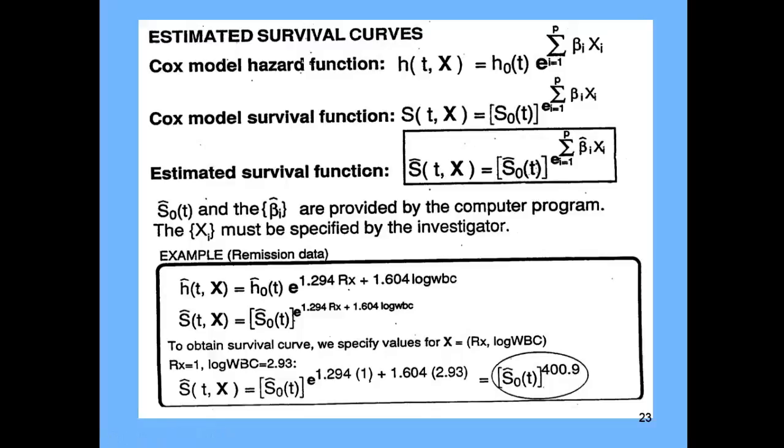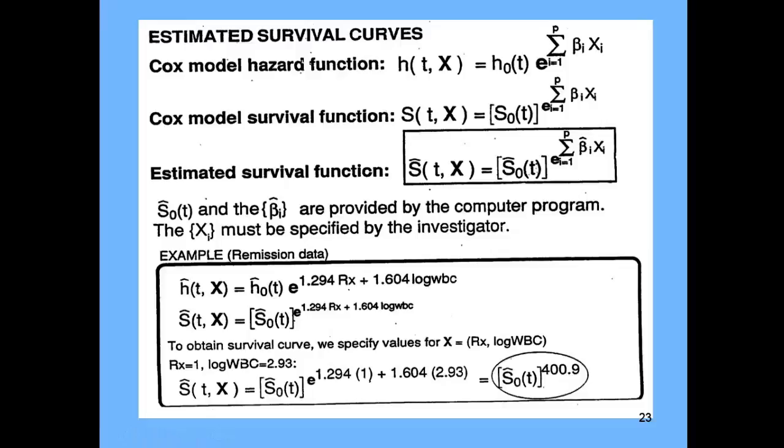And once you do this, you can get a survivor curve. For example, what I showed you near the end of the class last time was the formula for the survivor curve corresponding to Model 2 of the remission time example. It looks like this: S0 of t hat, the estimated baseline survivor curve, raised to the power e to the 1.294 times treatment plus 1.604 times log white blood cell count. So this is basically saying that as time changes, you get a different value for the survivor curve, provided that you plug in values for the predictor variables in your model.